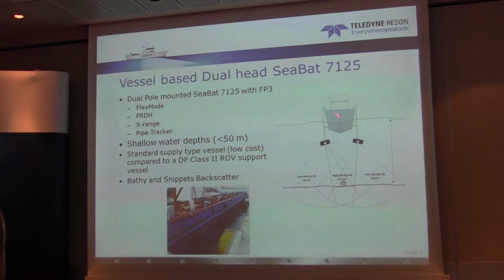So we have a vessel with two pole mounts and a 7125 at 15 degrees, imaging the pipe from both sides. And those are outfitted with flex mode, full rate dual head, X range, and then the pipe tracker. And we'd be operating this in relatively shallow water. So we went up to about the 30-meter contour and surveyed about 700 kilometers of pipe there. So we'll be using a relatively cheap vessel to outfit this, and then BP was interested in the bathy, but also specifically in the backscatter.